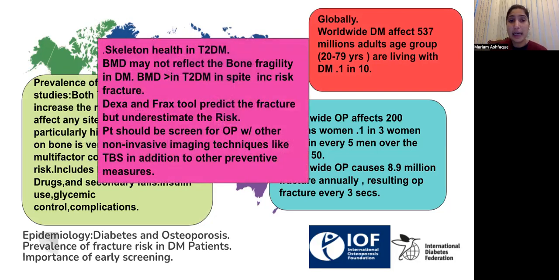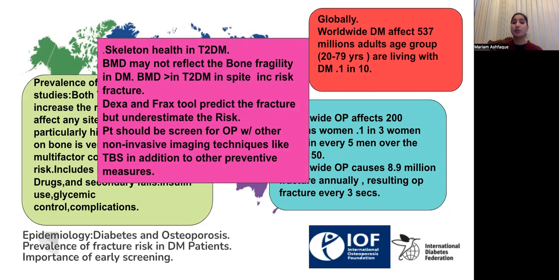We all know the gold standard screening tool for osteoporosis is DEXA. But the thing is, bone mineral density may not reflect bone fragility in diabetes mellitus. Bone mineral density actually increases in type 2 diabetes mellitus in spite of the increased risk of fracture, so it is not a very good indicator. The FRAX tool also needs adjustment, as it underestimates the risk.